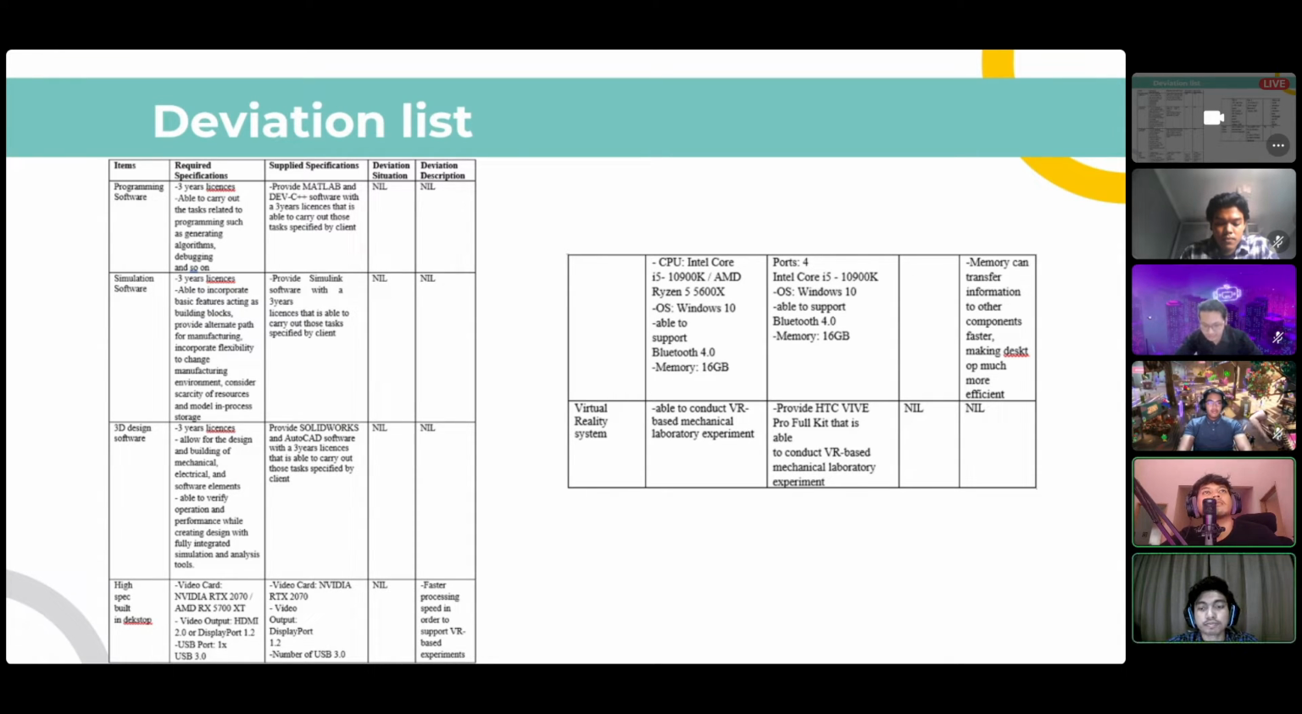And next, we have the virtual reality system, which we are using for VR based mechanical laboratory experiments. So this VR will provide the HTC Vive Pro full kit that is able to conduct VR based mechanical laboratory experiments.